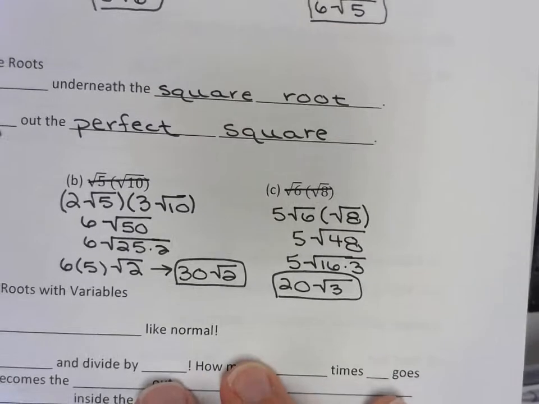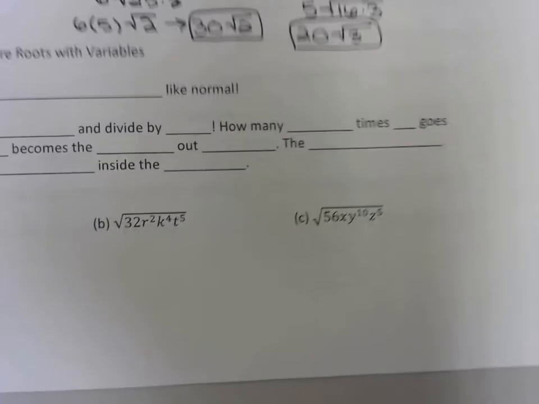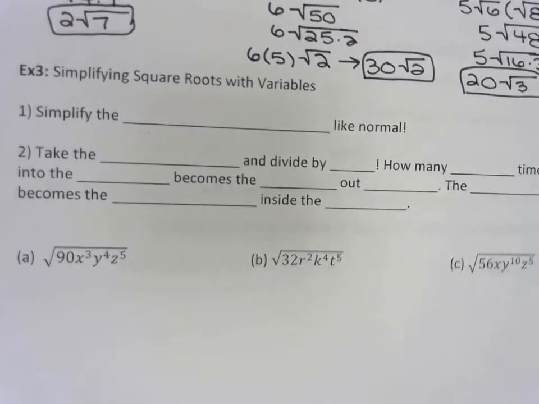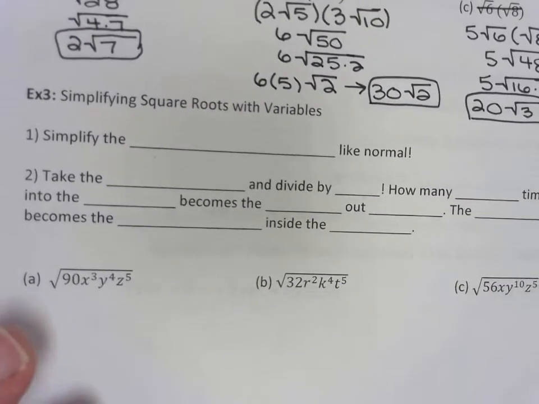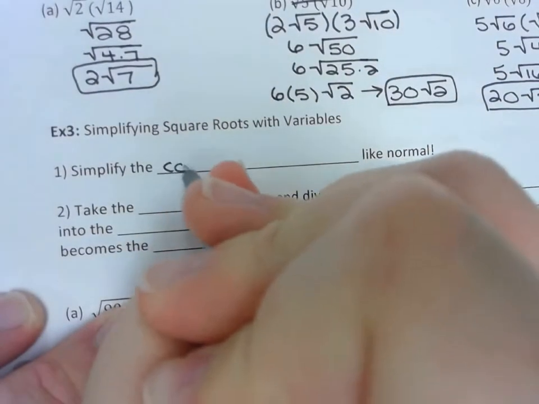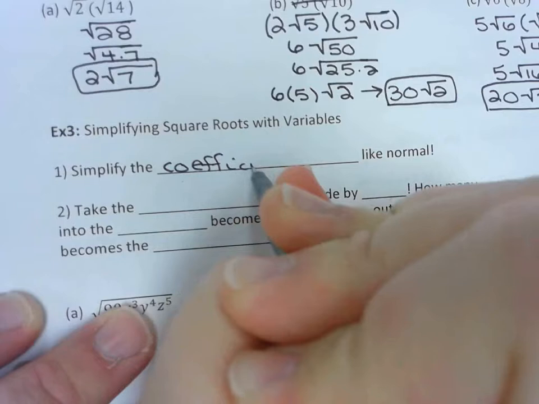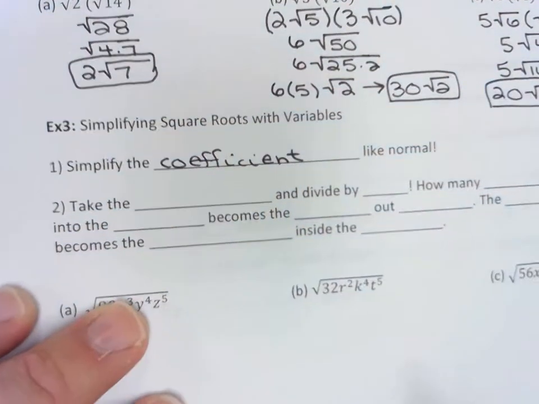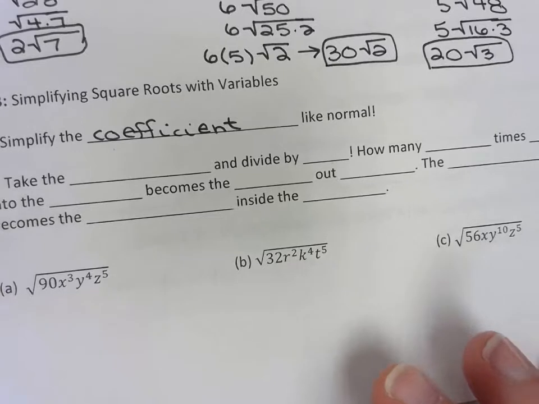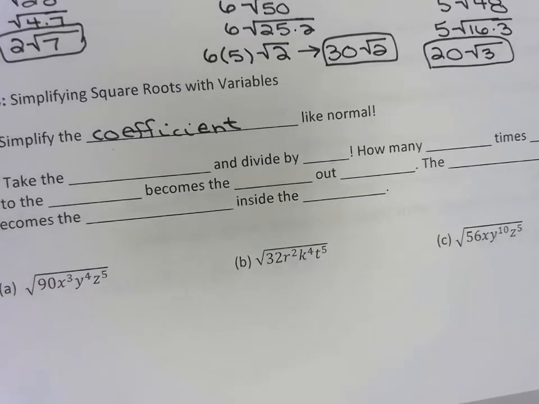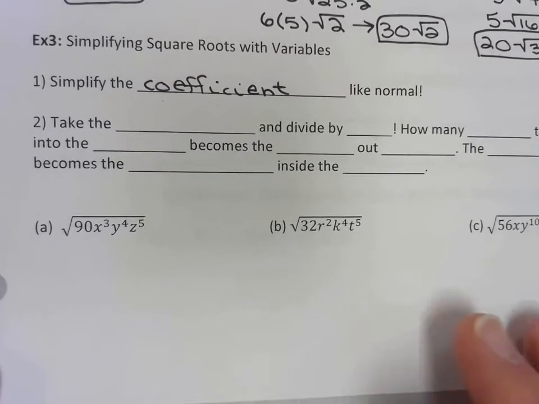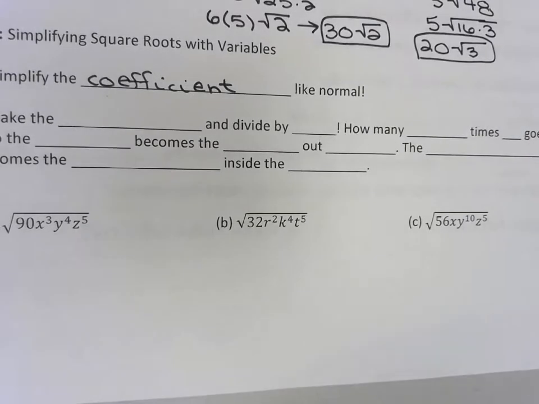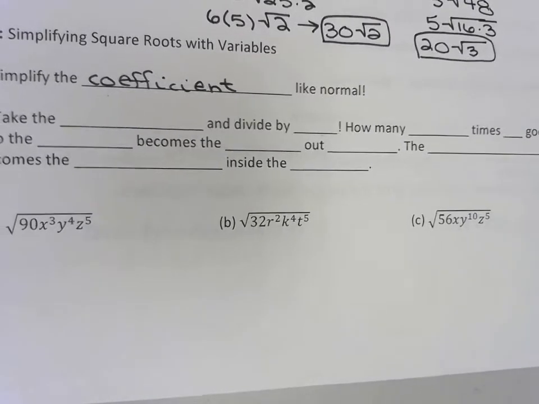Okay. Now, example 3, we are going to do the same thing, but now we are simplifying square roots with variables. We're just changing one little thing. Okay, simplify the coefficient like normal, and the coefficient is the whole number. So when I say the coefficient, it's the big whole number out front. So it's not the exponents, it's the number out front. So simplify the coefficient like normal, like we just got done doing. Okay, the exponents are where it gets tricky, so make sure you write it down. I like writing it down so you can read it, and then we'll do a couple examples.